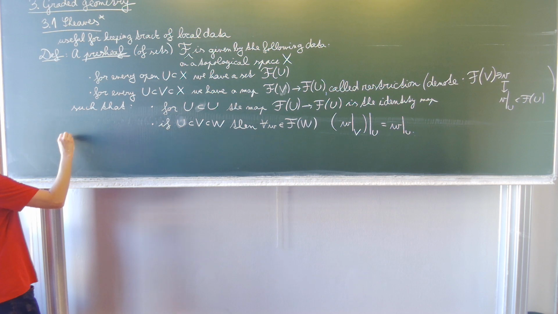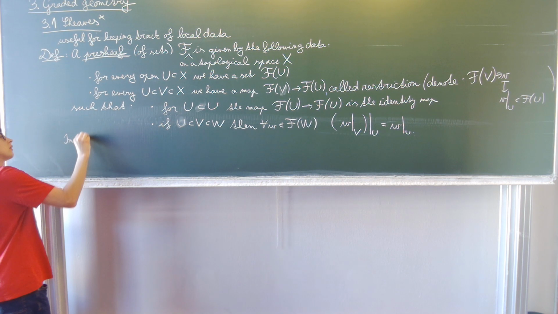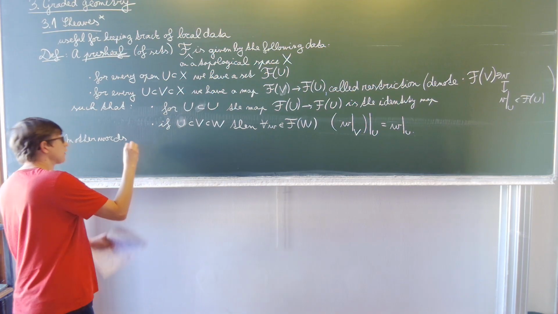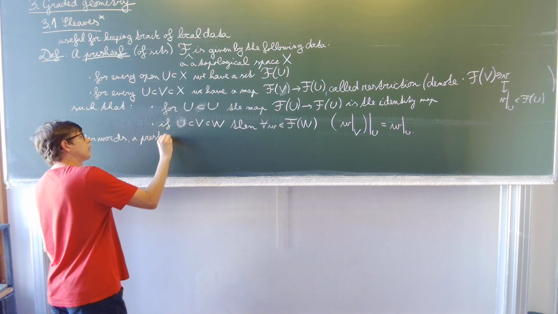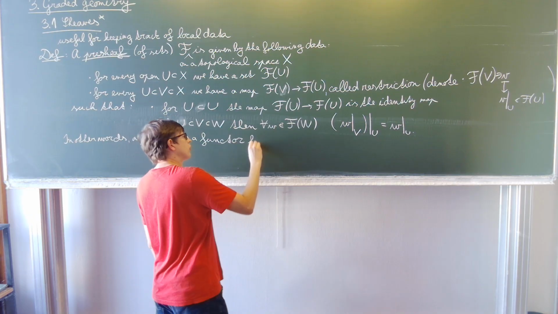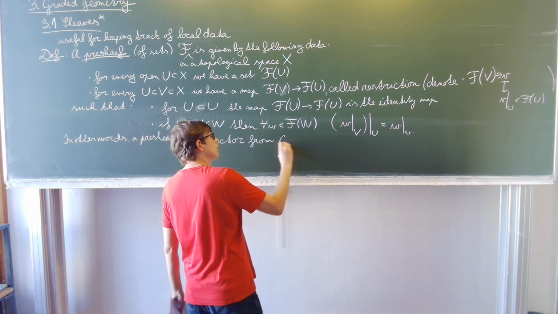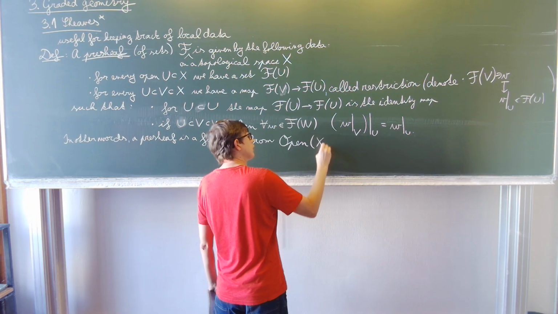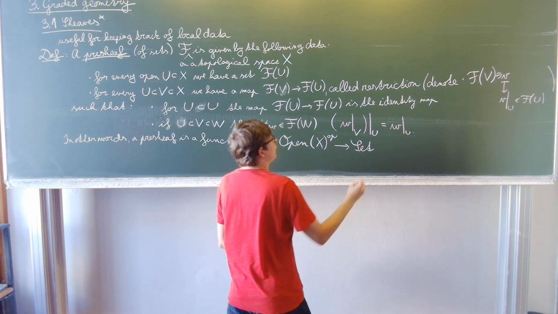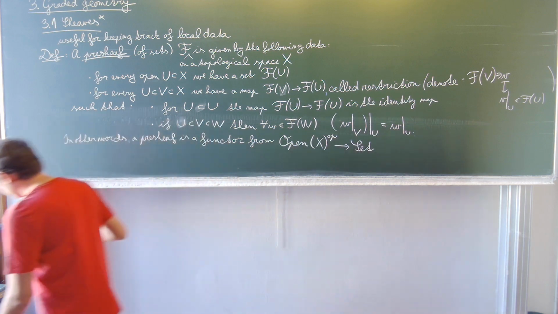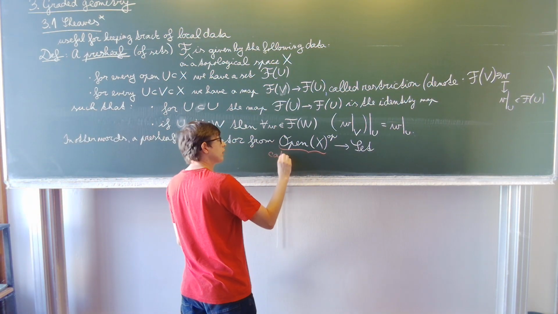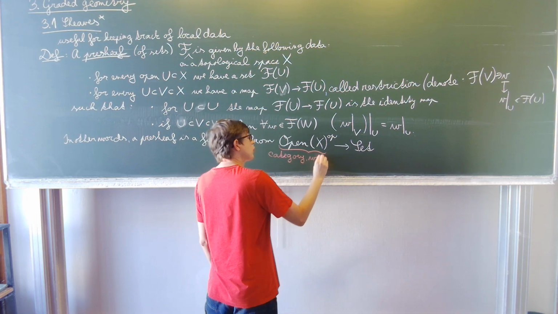And the more concise way to say what is happening is that, in other words, a pre-sheaf is a functor from the category of open sets, taken as an opposite category, into sets, where this is a category whose objects are open sets.